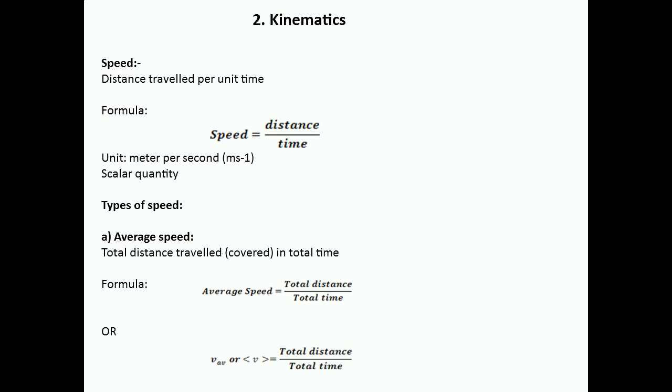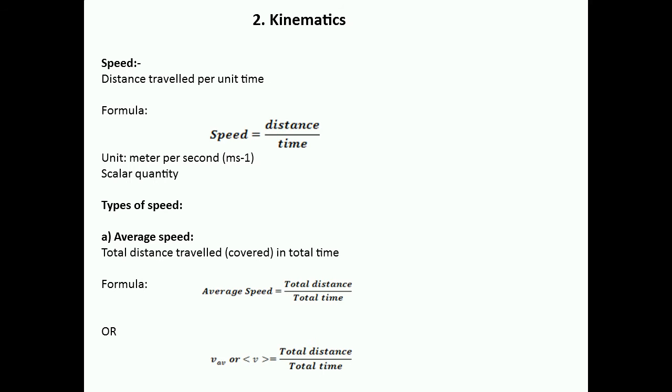Now, dear student, in today's lecture we will discuss another basic and very important definition, that is speed. Speed can be defined as the distance traveled per unit time. So the formula of speed is distance divided by time. When you divide distance by time, you will get speed. The unit of speed is meter per second, or we can write kilometer per hour.